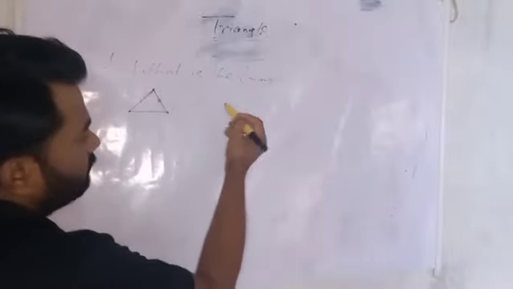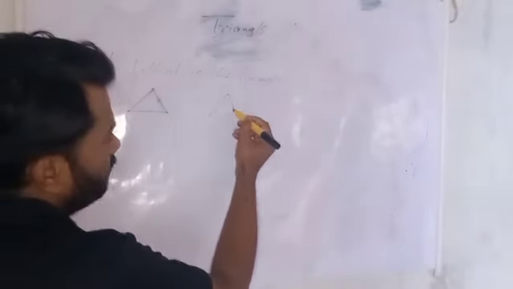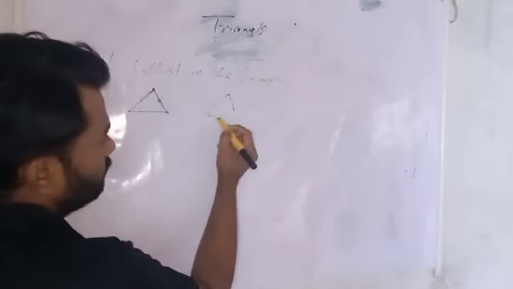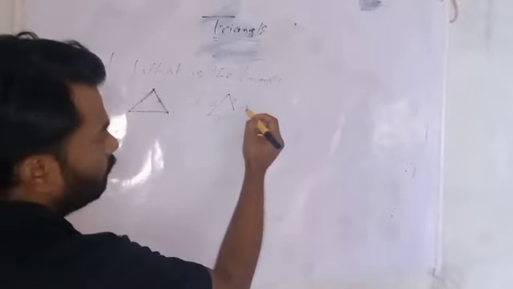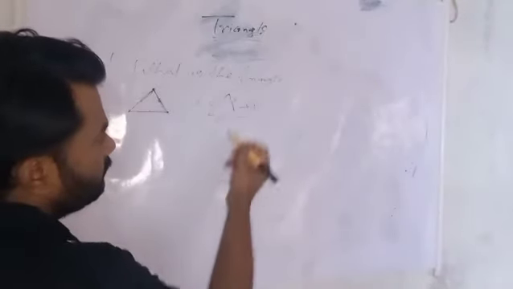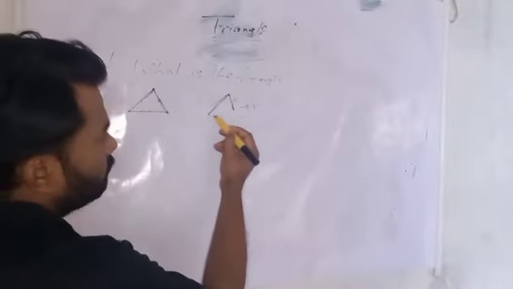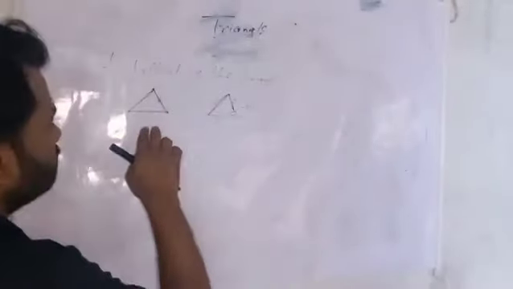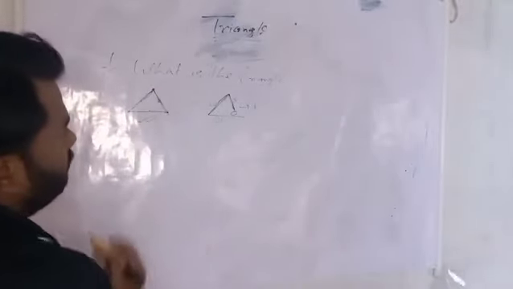Let me give another example. This figure has three sides: side number 1, side number 2 and side number 3. But this is not a triangle. Why? Because these three sides are not enclosed. Here is the open part. So this is not a triangle, but this shape is a triangle.